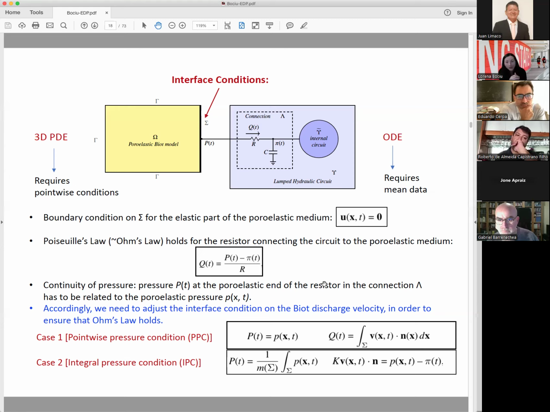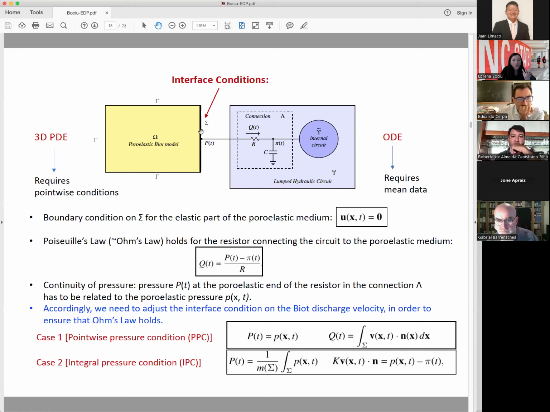So how do we do this and at the same time maintain Poiseuille's law? So here we consider two cases, and we call them either pointwise pressure condition or integral pressure condition. So the first one is to assume that the two pressures are equal. And if we assume that, in order for Poiseuille's law to hold, we have to add another condition. So this becomes a non-local type of condition. So the flow rate Q has to equal this integral over sigma of discharge velocity dot N. Okay, so this is one way.